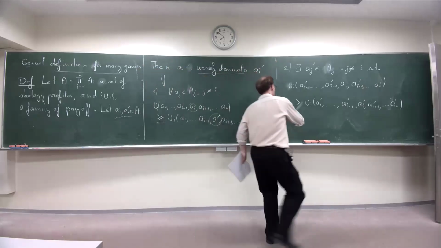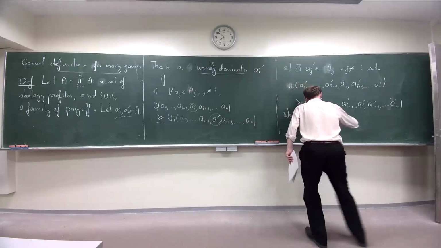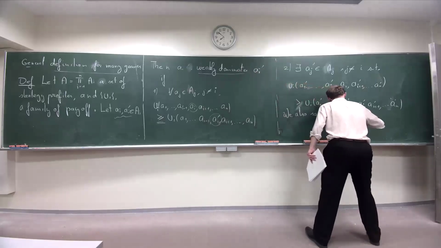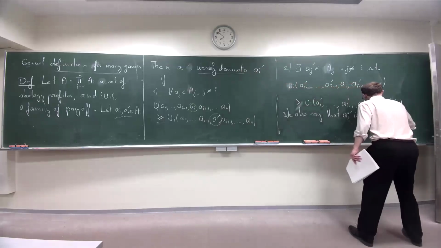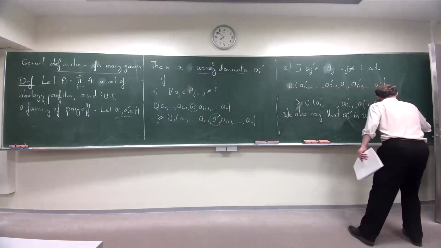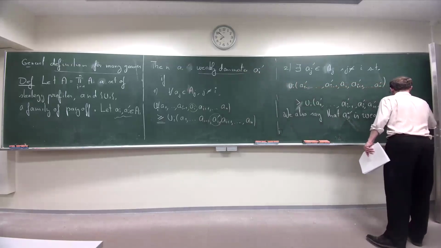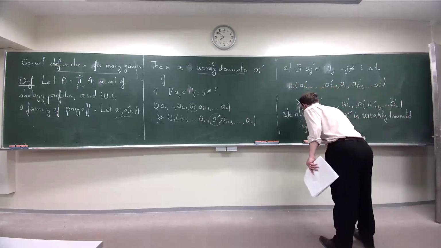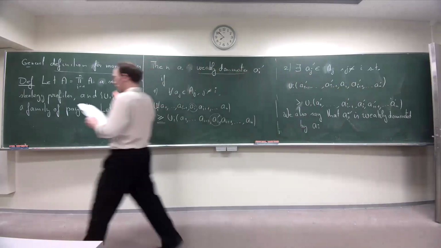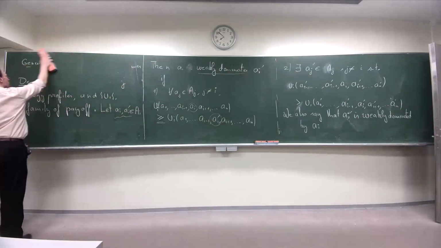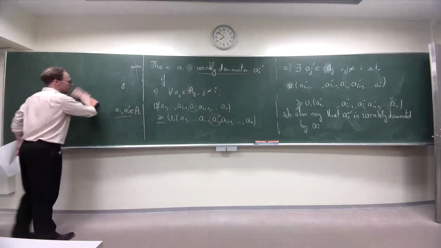Okay, and there is a second part in this definition. So we also say that a_i prime is weakly dominated by a_i. It's just the same thing, a_i prime is weakly dominated by a_i. So this is the first definition. But if there is a weak one, there is a second part.